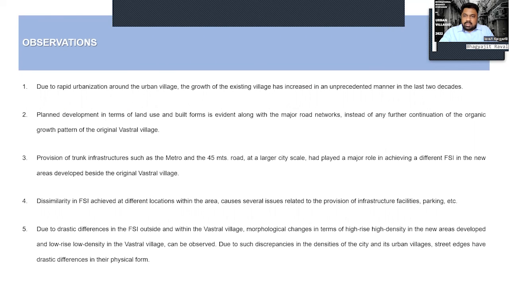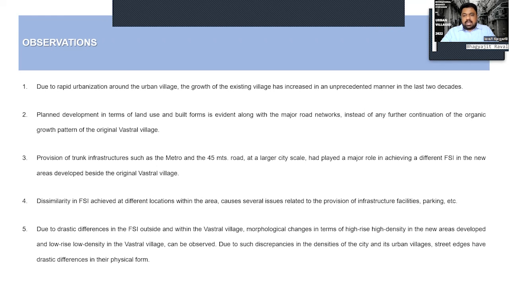Due to rapid urbanization around the urban village, the growth of the existing village has increased in an unprecedented manner in the last decades. Land development in terms of land use and platforms is evident along the major road. Instead of any further continuation of the organic growth pattern of the original Vastral village, which was required, the provision of trunk infrastructure such as the metro and the 45-meter road at a larger city scale has played a major role in achieving different FSI in the new areas developed beside the original Vastral village.